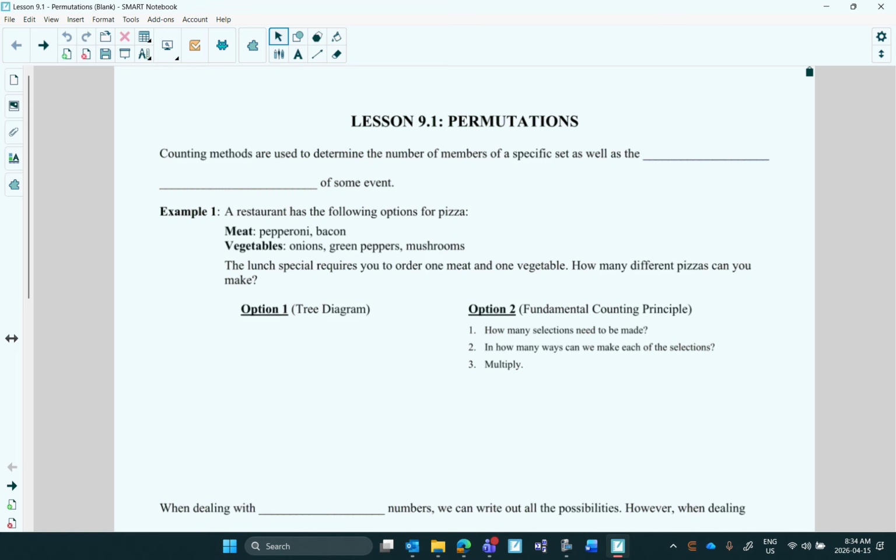Well, we would need to count the ways that you could possibly win, and there are a lot of them, which means the probability of winning $5 million is pretty low. Okay, but that's just one example of where we use counting. And one type of counting involves something called permutations. Okay, so like I just said, counting methods are used to determine the members of a specific set as well as the number of outcomes.